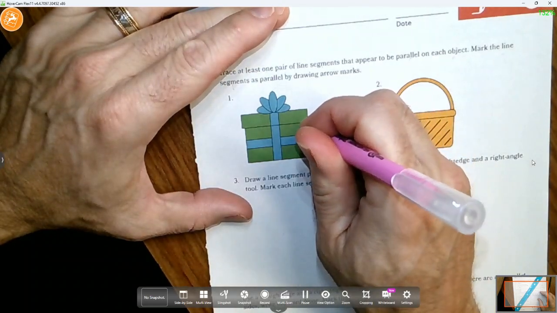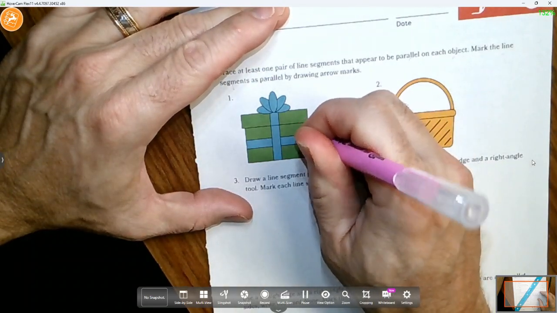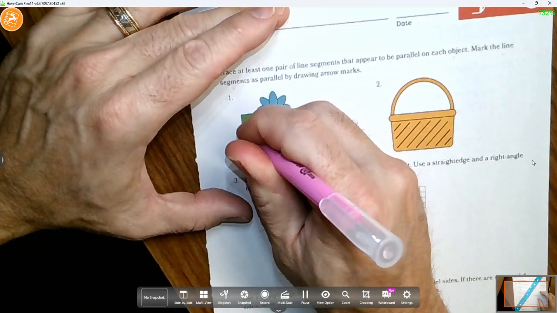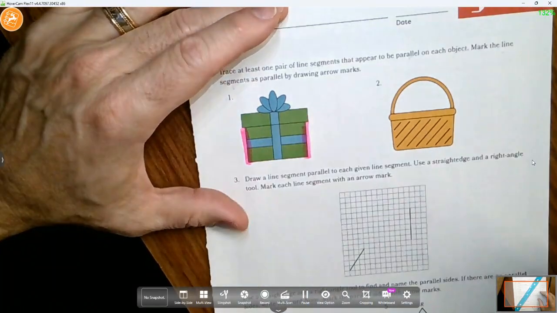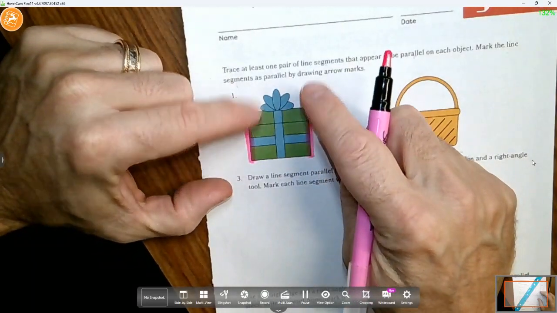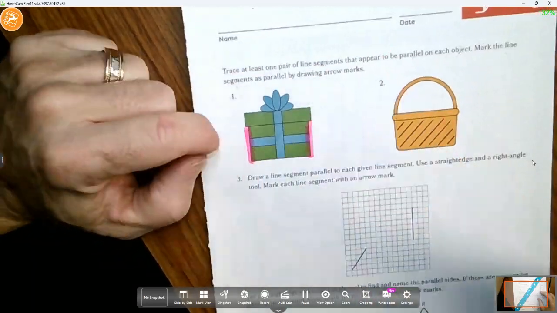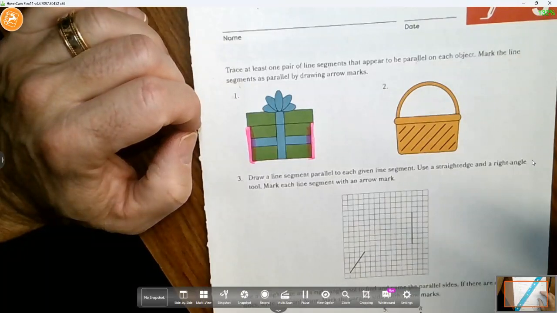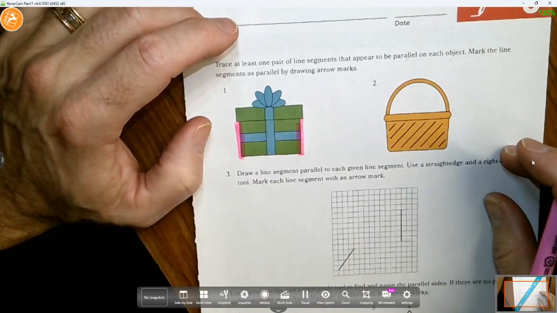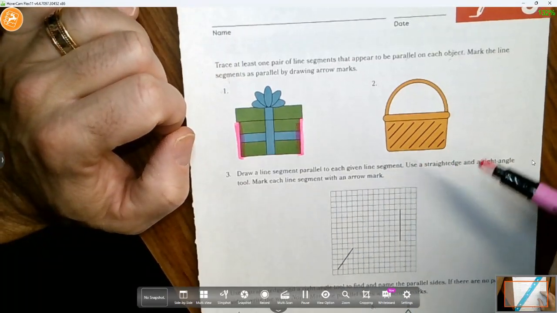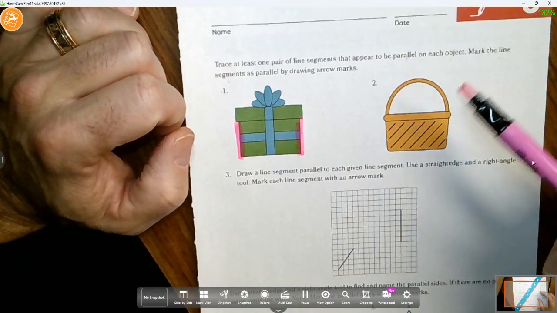So I'm going to go this line and this line. Okay? Those two go straight this way forever. They're never going to run into each other. Never, ever. Draw your arrows on there to show those are parallel, and then move over to number 2. I'll help with number 2 today a little bit too.